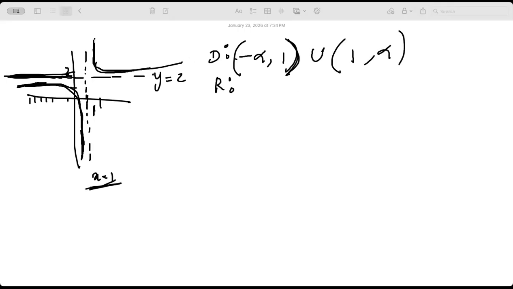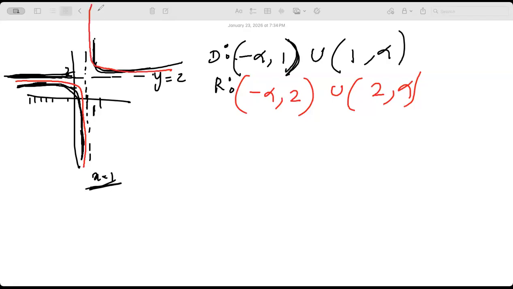That is the domain. For the range, who can help me? Negative infinity to where are you going? 2. Negative infinity to 2, and then union 2 to infinity. Why? At 2 it starts here and then it goes on the level, meaning it rises up, right? Any questions, guys?